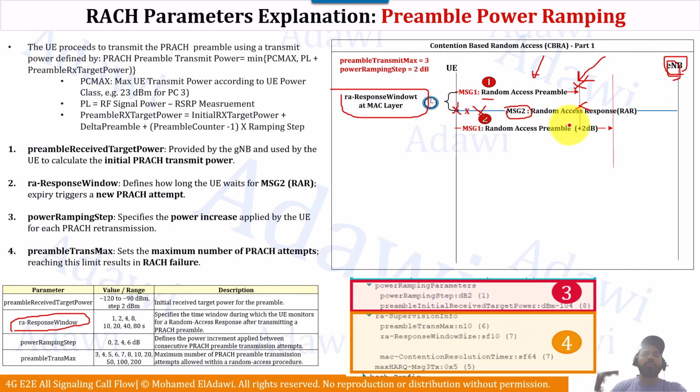But if you look into the retransmission, the power here increased by 2 dB because I'm assuming now my power ramping step, as you can see in this example, is 2 dB. This means the power will be increased by 2 dB. So we'll find this space right here, your 2 dB. So what will happen? Now you have a power ramping step increased by 2 dB.